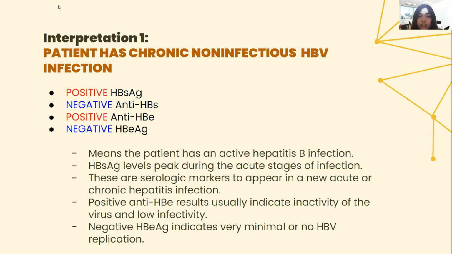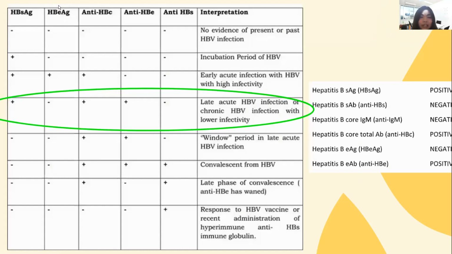Based on his serology profile, as you can see in the picture, he is HBs antigen positive. He is anti-hepatitis B surface negative. He is anti-IgM negative. He is anti-HBc positive. He is HBe antigen negative, and he is anti-HBe positive. Next slide, please.